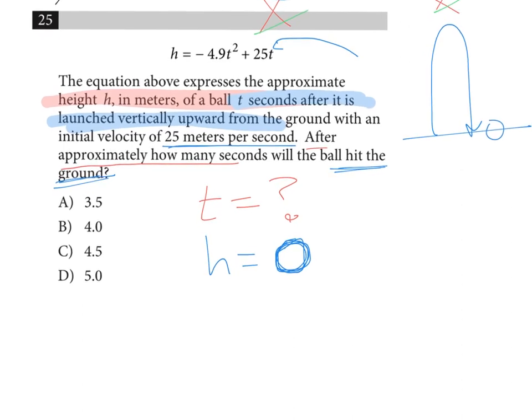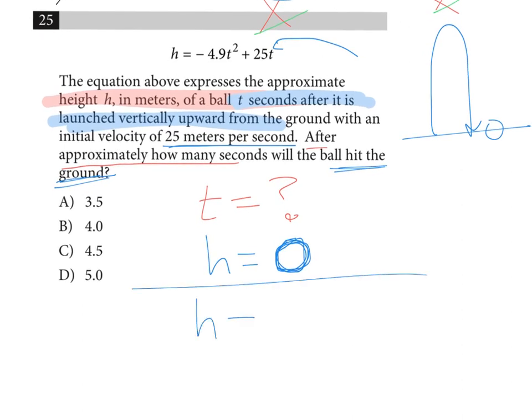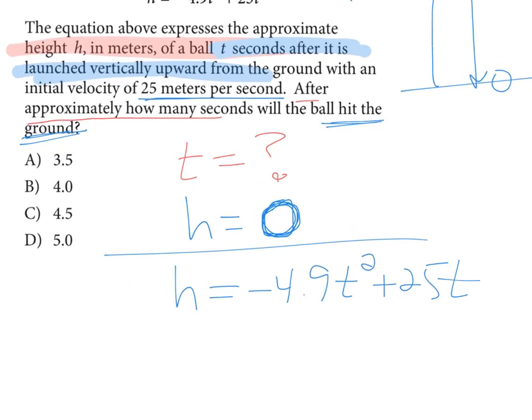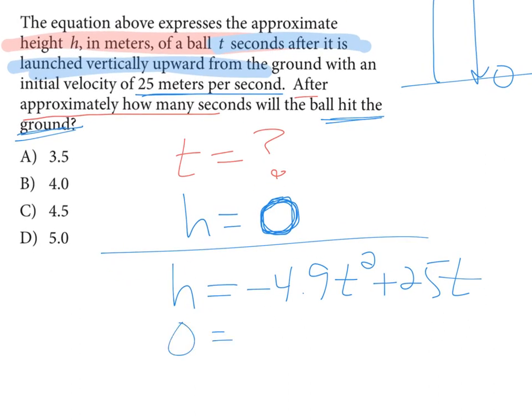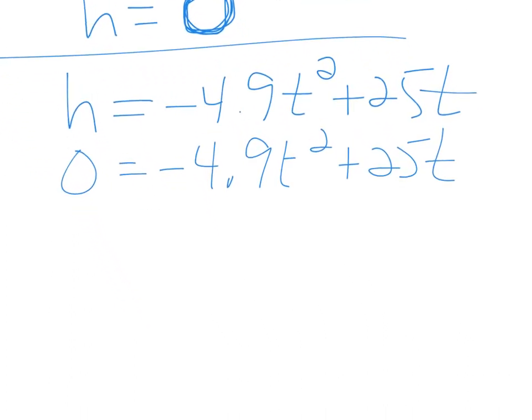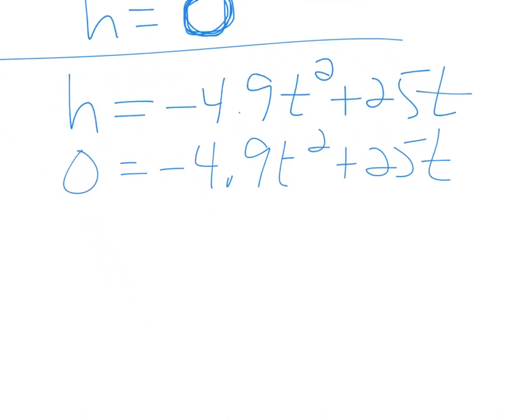So this question is just a very, very fancy way of saying here's an equation. Plug in h is 0 and solve for t. So that's what I'm going to do. I have h, which is 0. That equals negative 4.9t squared plus 25t. I'm going to solve this quadratic equation because I have a variable that's squared, so it's quadratic.